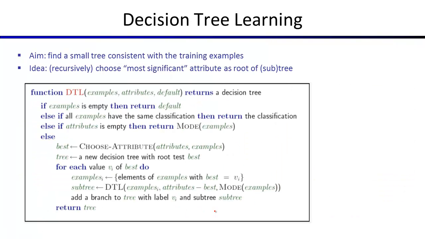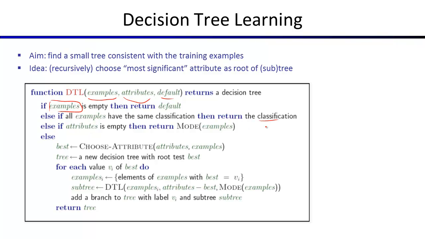So here's an algorithm to learn a decision tree. You would start out with some examples, a set of attributes, and then some default tree that you might return. If your set of examples is empty, which is the base case, you return the default. There is nothing to be done there. Else, if all examples you're considering have the same classification, that means you can just return the label for that set of examples and you're done. You don't need to branch any further.